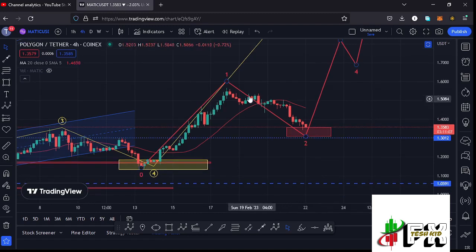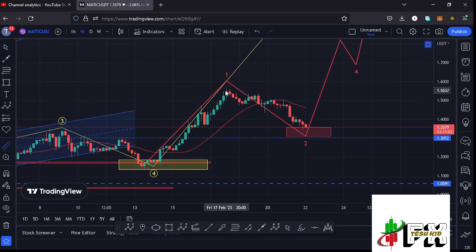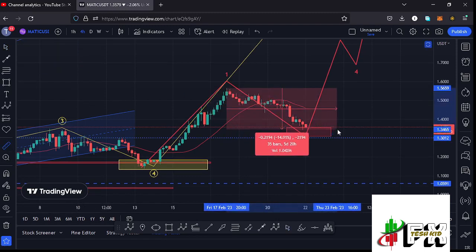And if I give you a measure from this high at around the $1.57 mark, you can see that the market is down by 14.01%, and this has been a very nice trade from that high that we made at around the $1.57 mark.